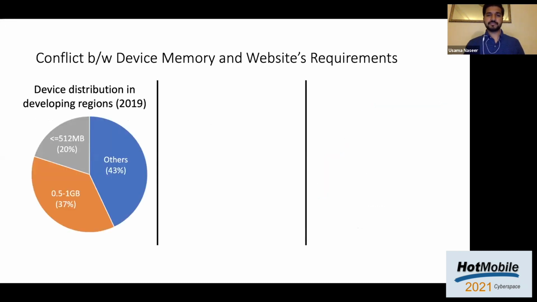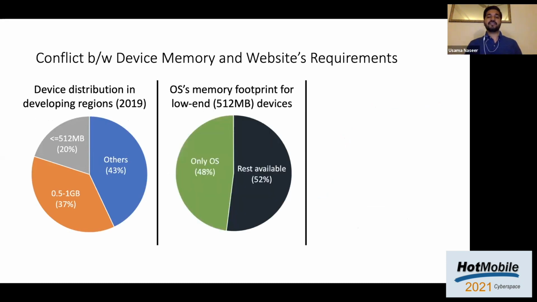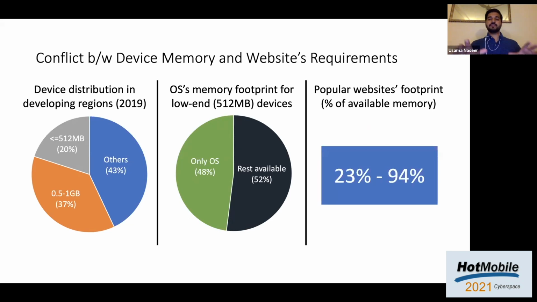of memory resources. Now, if you put these two measurements together, we see that even in 2019, around 20% of devices in developing region have less than or equal to 512 MB RAM. Our measurements show that for these devices, only 52% is available for an application, and the rest is taken by the OS. Now, when we put the website's memory usage into context, we see that a single website in a single tab can take somewhere between 23 to 94% of RAM. And this is huge, since it's only one website. There is no background application or anything else running.